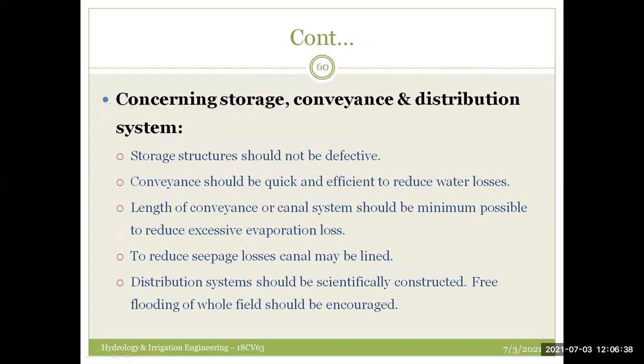The next method is with respect to the storage, conveyance and distribution system. Whatever storage structure you use, a reservoir or a tank, it should not have any defect. That is the first thing. The second is that conveyance should be quick and efficient to reduce water losses. As we know, when water is conveyed through the canal, conveyance losses will occur.